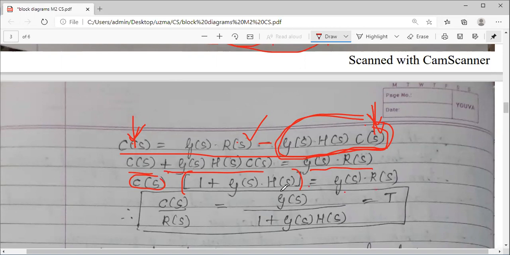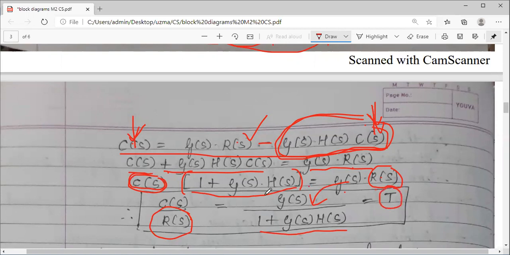Now, as I told you, we are interested in the transfer function, that is output by input. So here C of S is indicating your output for the given closed loop system, and a reference signal is giving you the input. So take this R of S to the denominator LHS. So you will be left with G of S in the numerator and this complete bracket term in the denominator, 1 plus G into H. So this is your transfer function.